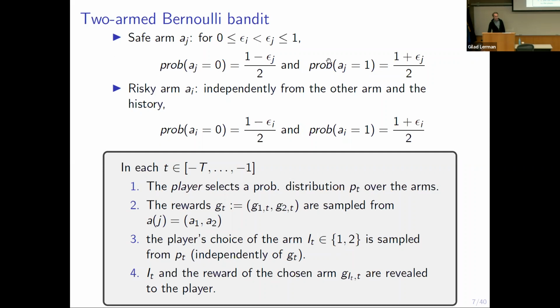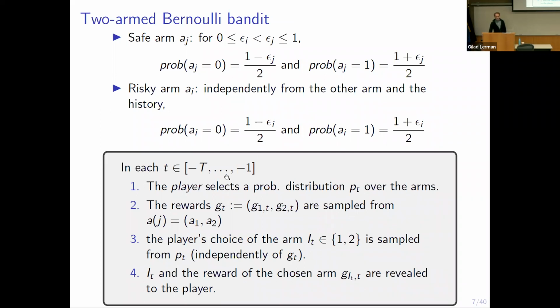It's risky because epsilon i is smaller than epsilon j, so the expectation of the safe arm is higher. The expected rewards from the safe arm are higher than the expected rewards from the risky arm. And so this is fixed. This j is determined somehow in the beginning of the game. We'll talk more about how it's determined.